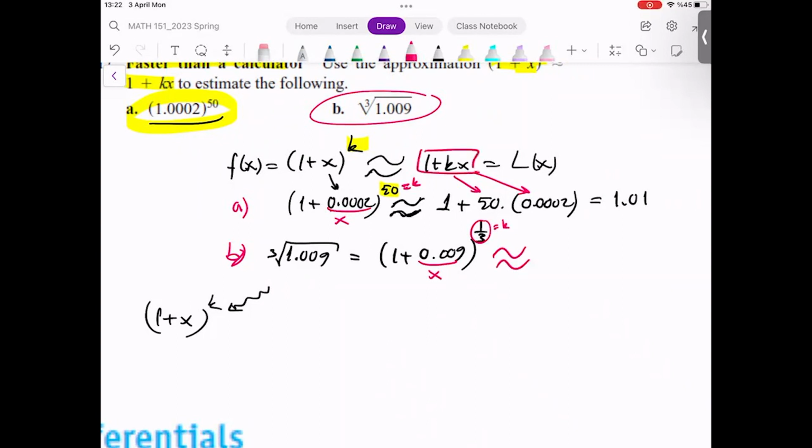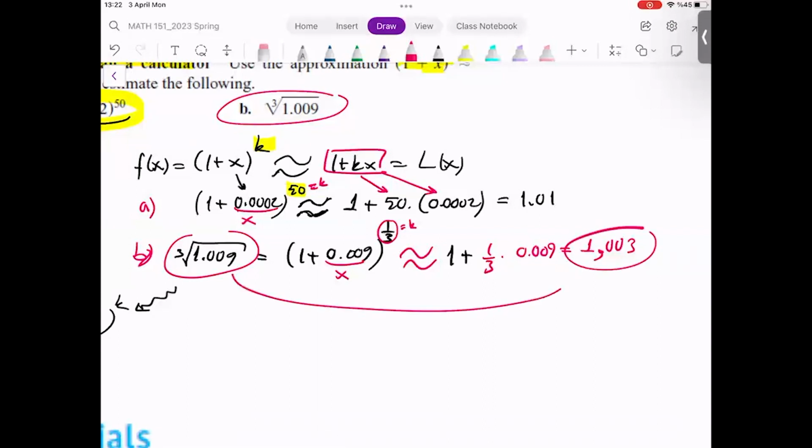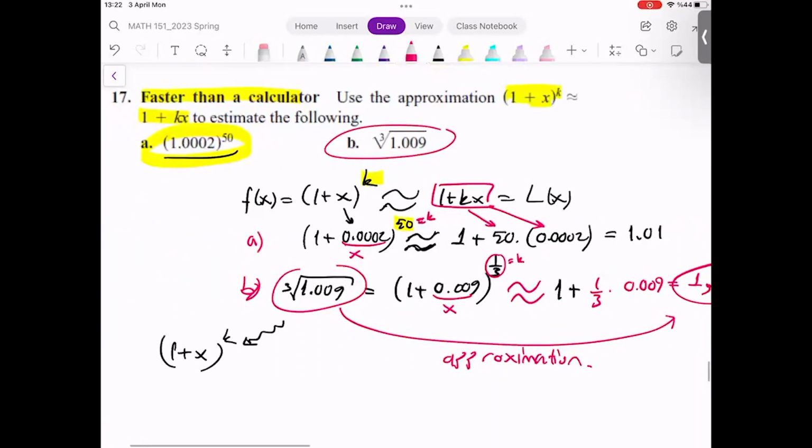You know, the linearization function, the result is given like that. So I will go like 1 plus k, which is 1/3, times x, 0.009. And the result is quickly computed as this value. So the result of this thing is approximately this by using the linearization function. That's why the title of this exercise is faster than a calculator.